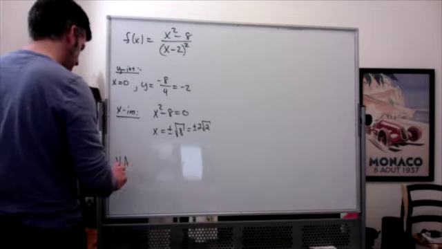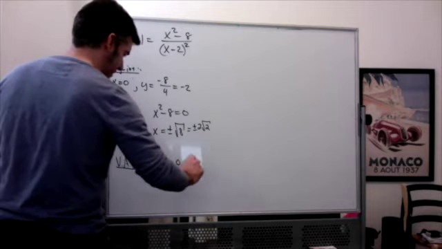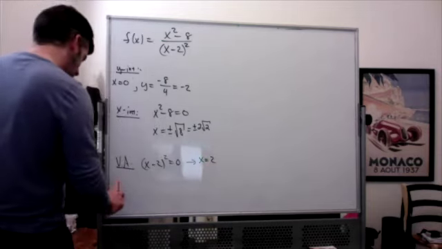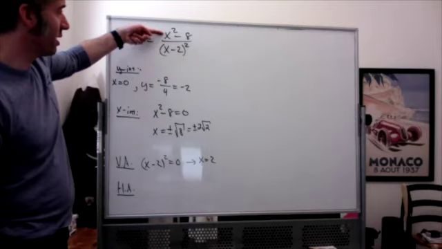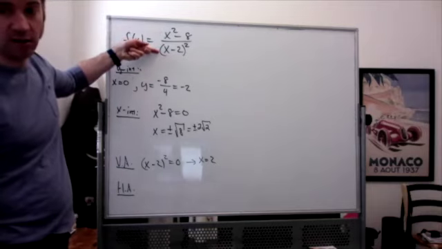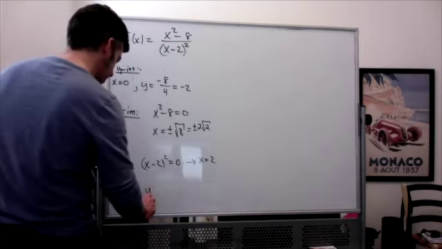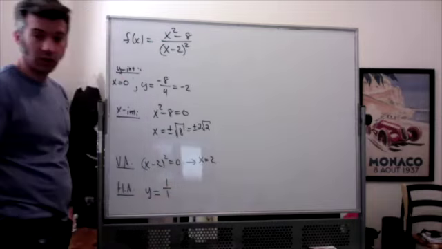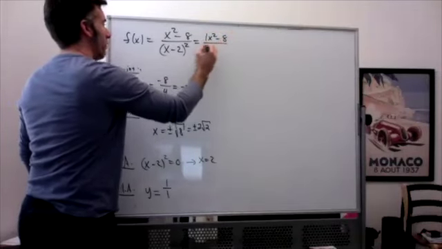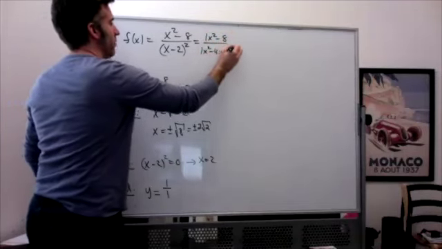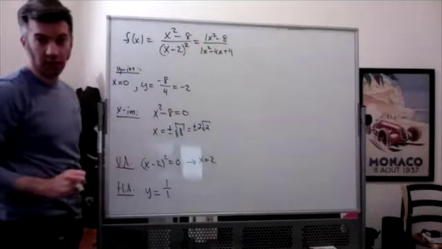Vertical asymptote: you're going to set the denominator equal to 0. You get (x minus 2) squared equal to 0, so x equals 2. Horizontal asymptote, okay. Do we have a horizontal asymptote? Well, is the degree on top the same as the degree on the bottom? It is. The degree on top is 2. The degree on the bottom, if you multiply it out, is also degree 2. So the horizontal asymptote is the quotient of the leading coefficients. If you multiply this out, you get 1x squared minus 8 over 1x squared minus 4x plus 4. Since the degrees are the same, the horizontal asymptote is the fraction of those leading coefficients.